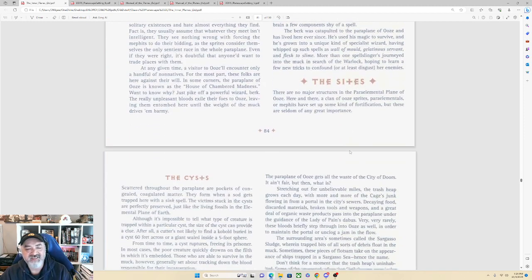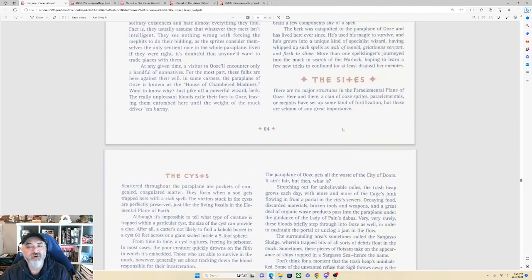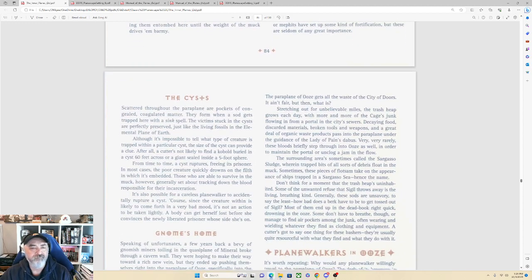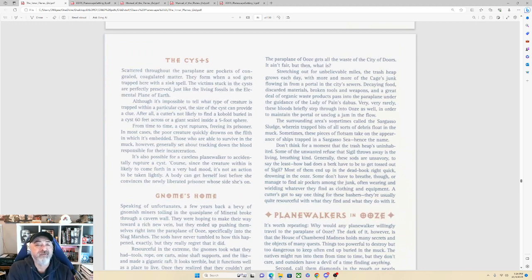Interesting, fun stuff. Sites. So there's no major structures at all in the para-elemental plane. Here and there, a clan of ooze sprites, para-elementals, or mephits have set up a small set of fortifications. Very rarely anything. Scattered throughout the paraplane are pockets of congealed, coagulated matter. They form when a asset gets trapped here with a sink spell. The victims stuck in this cyst are perfectly preserved, just like living fossils in the Elemental Plane of Earth. When you dig through the cyst, you can figure out what it is. From time to time, a cyst ruptures, freeing its prisoner.